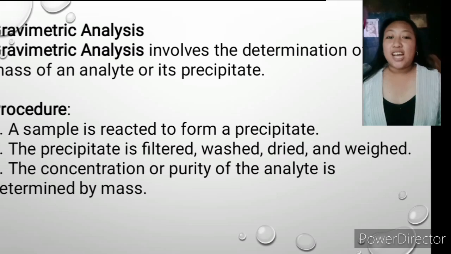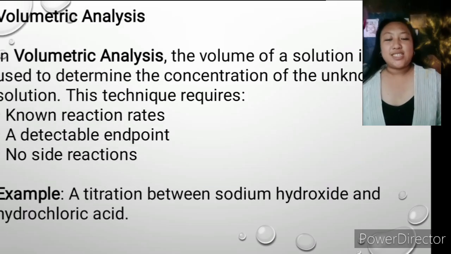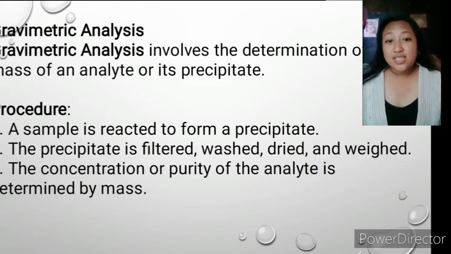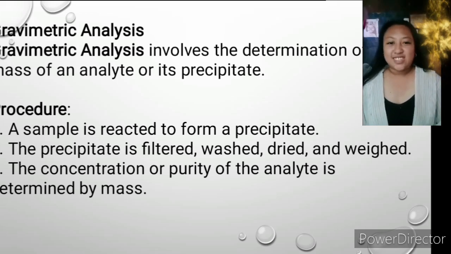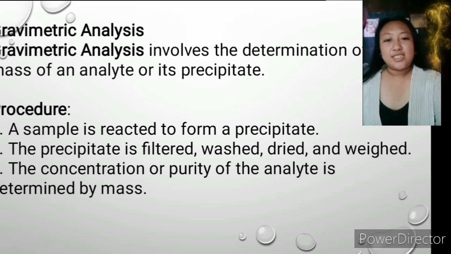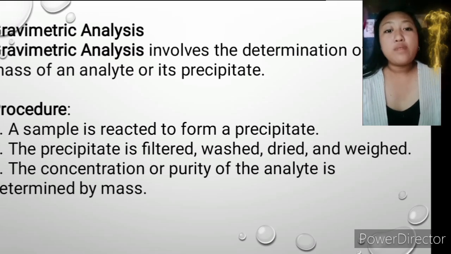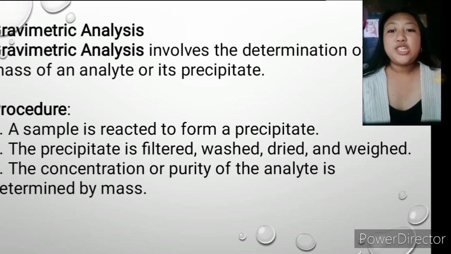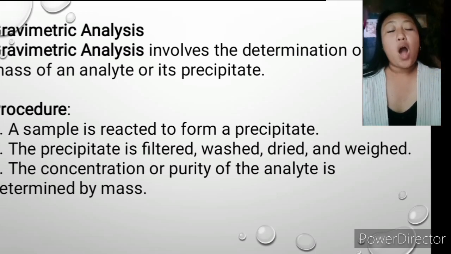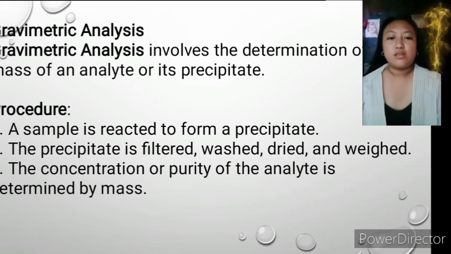Now, our next discussion will be the two analyses, which are the gravimetric analysis and the volumetric analysis. First is the gravimetric analysis. It involves determination of the mass of an analyte or its precipitate. Procedure: a sample is reacted to form a precipitate. The precipitate is filtered, washed, dried, and weighed. The concentration or purity of the analyte is determined by mass.